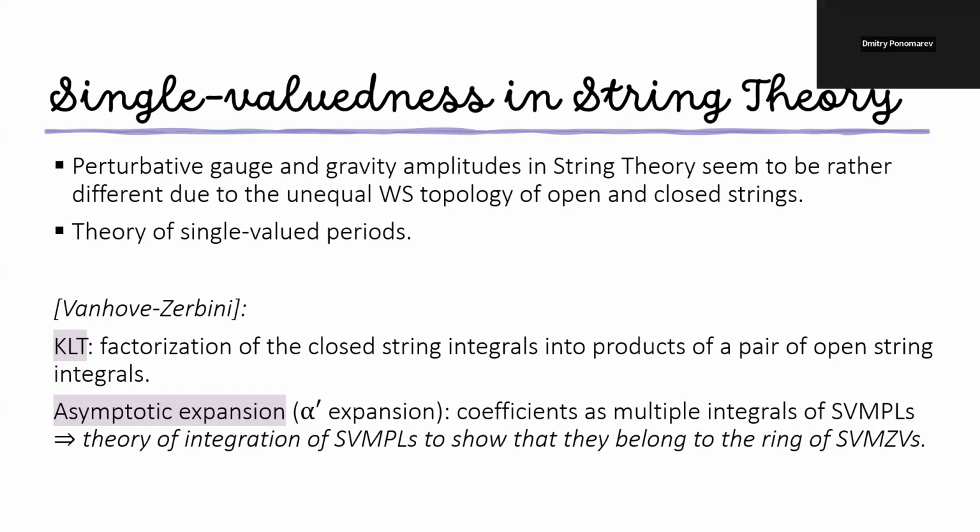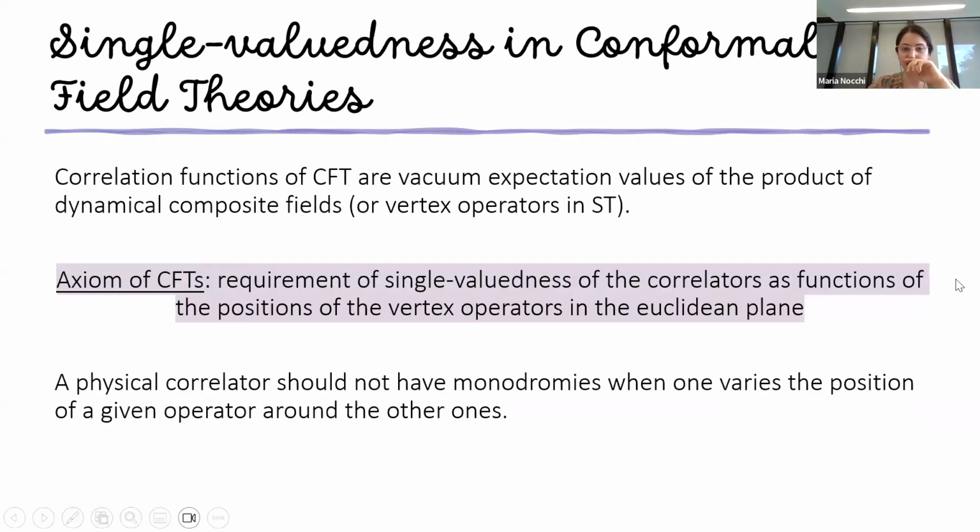Okay. And what was that? You said that in CFT correlators are also single valued, but I guess it's only true in Euclidean signature, right? In Lorentzian signature, no. Yes, you're right. Yes, I say on the Euclidean plane. Okay, thanks. Yes, thank you.